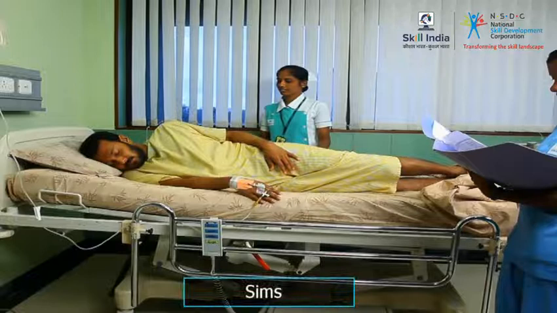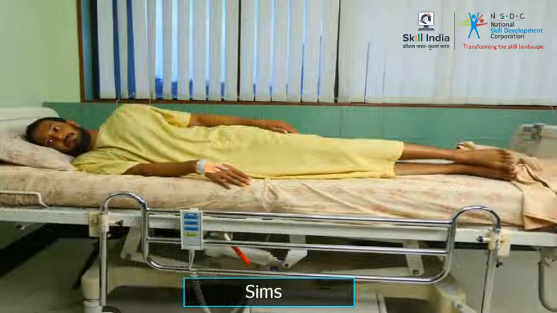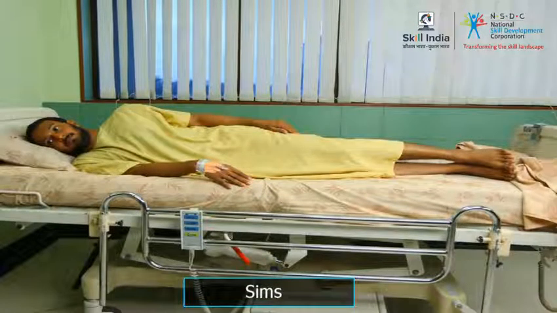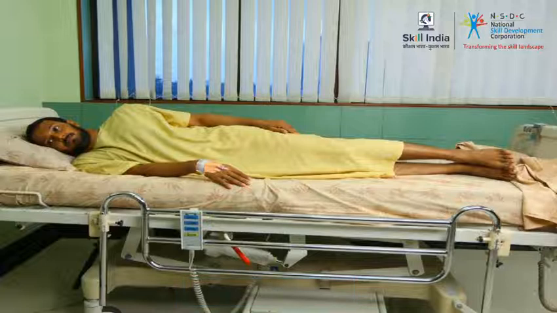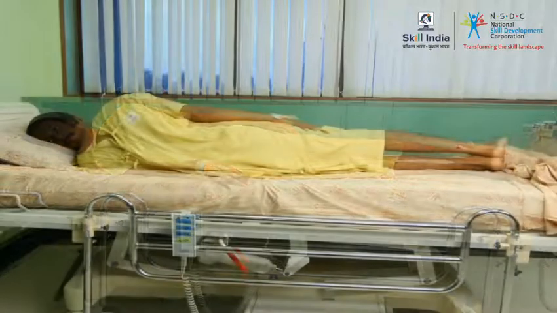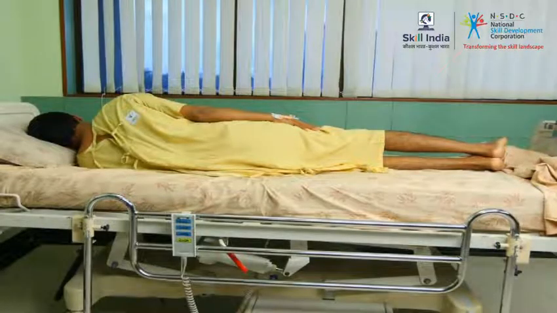Sims or lateral recumbent position. In this position, the patient is lying on the side. Based on the side, it is called right lateral recumbent or RLR if the patient is lying on the right side, or left lateral recumbent or LLR if the patient is lying on the left side.